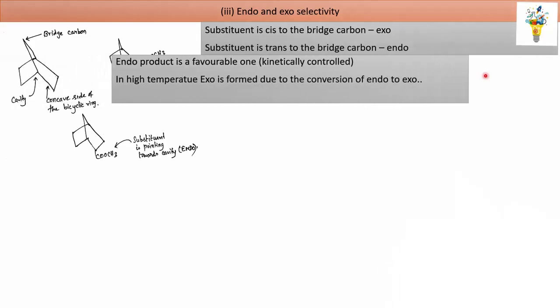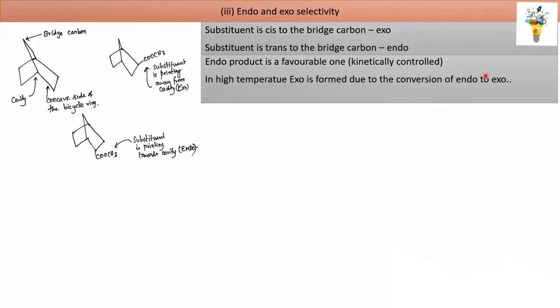Okay. The endo product is favorable, and exo products are only formed at high temperature. So the endo product is kinetically controlled, and the exo product is thermodynamically controlled. Okay. So at high temperature, the exo product forms due to conversion of endo to exo. So regarding endo and exo selectivity in the Diels-Alder reaction, the endo product is always formed. So it is the endo rule.